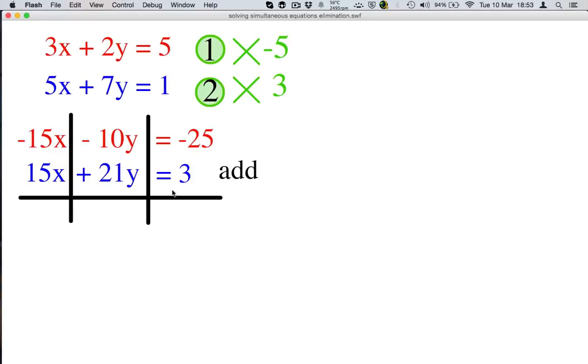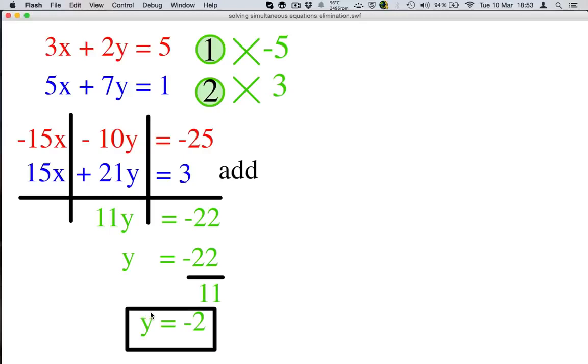Negative 15x add 15x is 0. Negative 10y plus 21y is 11y. Negative 25 plus 3 is negative 22. If we divide both sides by 11, that gives us an answer of y is equal to negative 2.